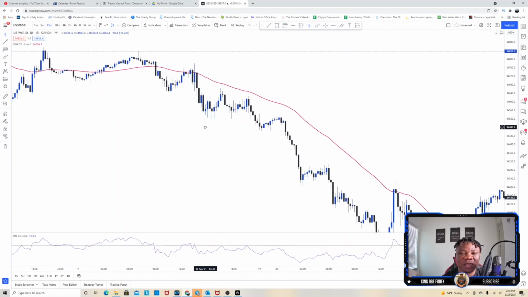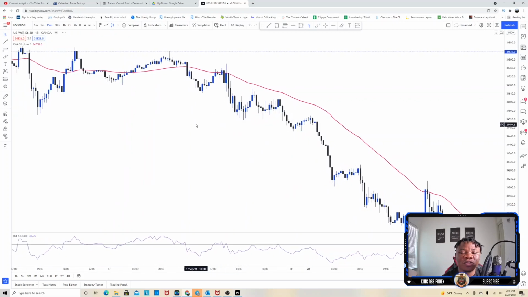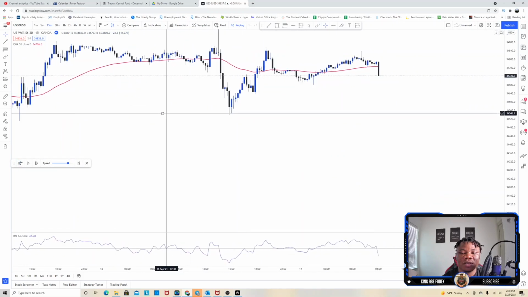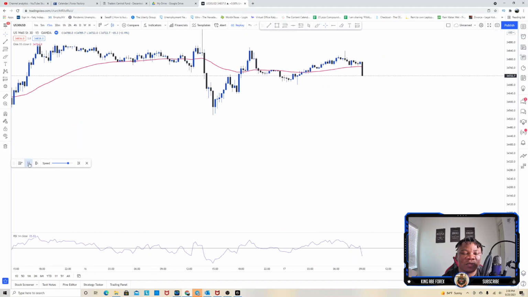So right over here, what we need to be looking out for is once we have price below the 55 EMA, we're waiting for a pullback. Now let's put this in replay mode and see what we need to look out for and where our entry is going to be. So let's start from right here. We had price above the 55 EMA here. Let's take a look and see where our entry will be.